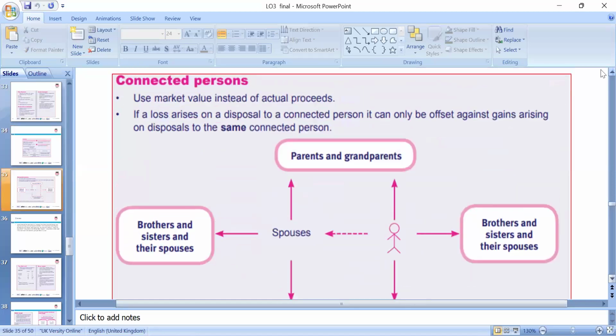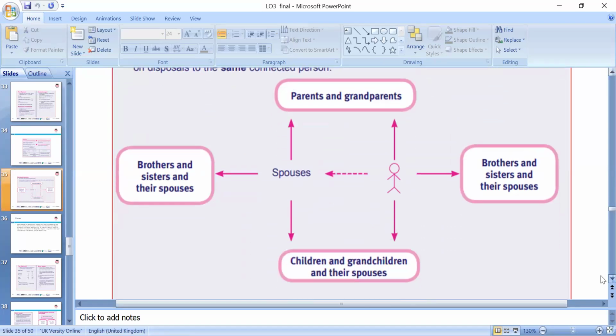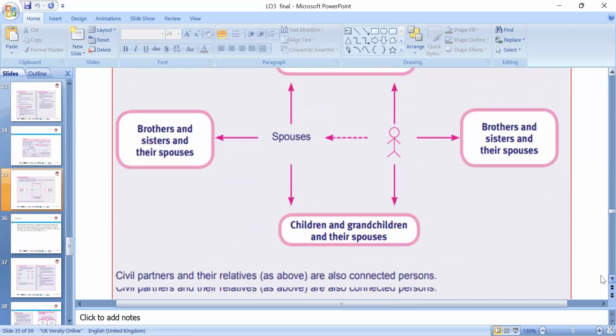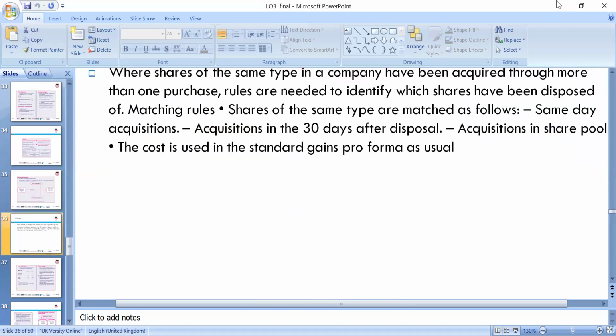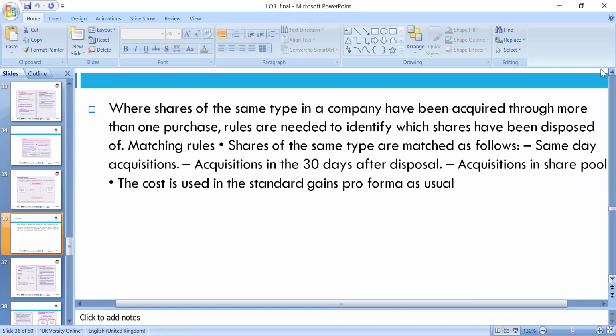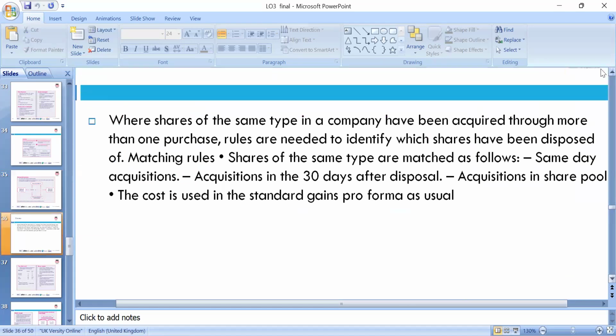Okay, so connected person, we had a discussion earlier. The connected person can be parent, child, brother, sister. Those are connected to the family, and the children and grandchildren can be connected persons, and we need to look around if you have the gain on these, the asset transfer.